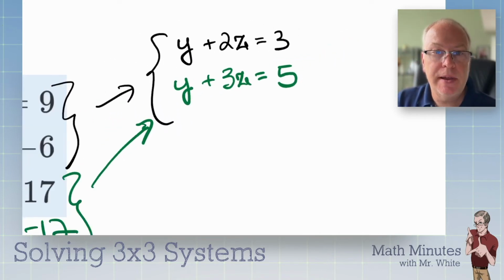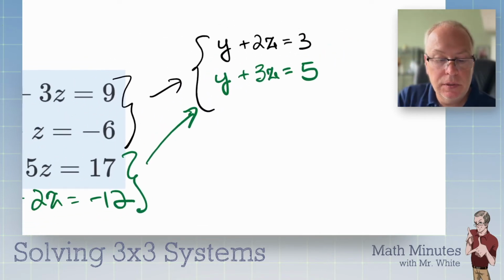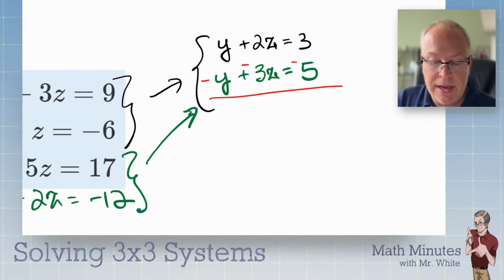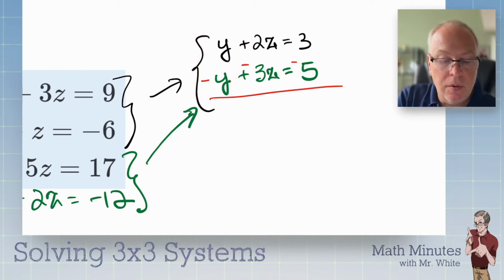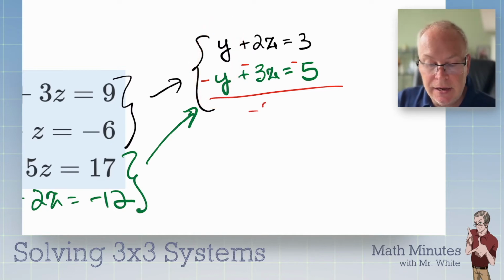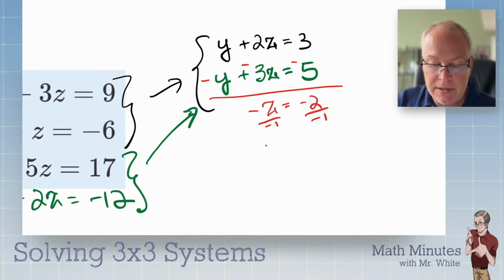Zoom in here. Here's my new question to solve. And this is a really easy transformation. You just change all the signs, and then you see the y's are going to eliminate. So I'm going to do that, and I get negative z is negative 2. So if I divide by negative 1, I get z is 2.